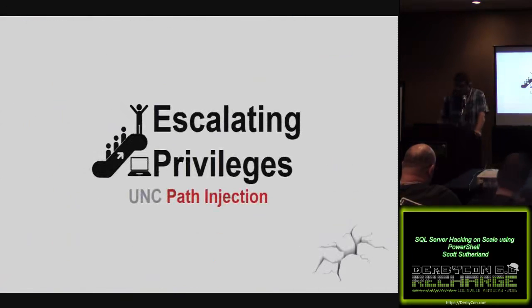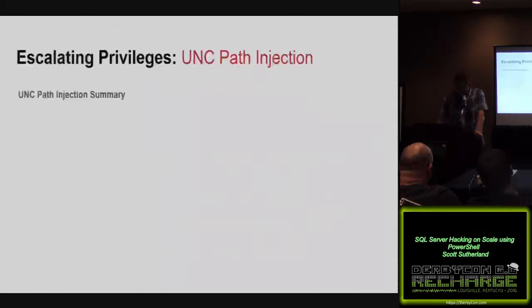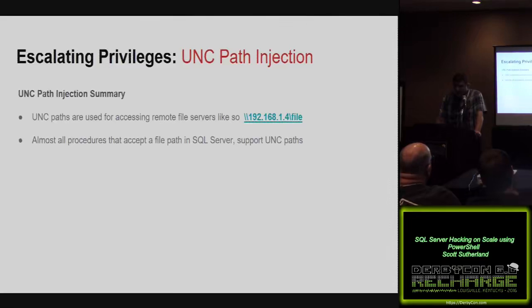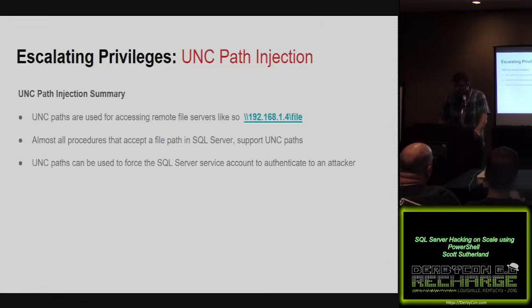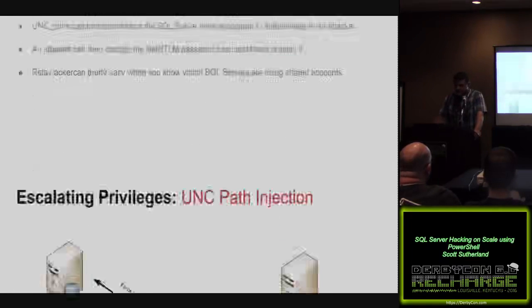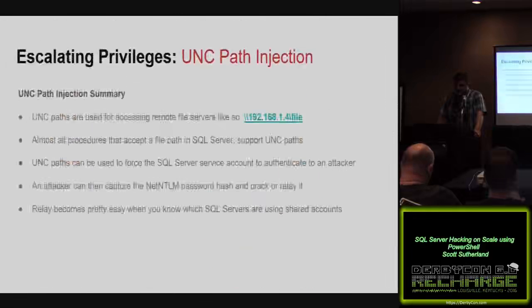Now, this one's my favorite. This is another privilege escalation method. A lot of you guys are familiar. Who's not familiar with UNC paths? Awesome, that makes this easy. All right, so UNC paths, you know what they do. In SQL Server, there's a ton of stored procedures that support file paths. Everything that supports a file path supports a UNC path, just like pretty much every Windows thing ever. And so what you can do with those functions is force the SQL Server to authenticate to you, the attacker, as the service account, and from there you can actually relay the password hashes out or crack them offline.